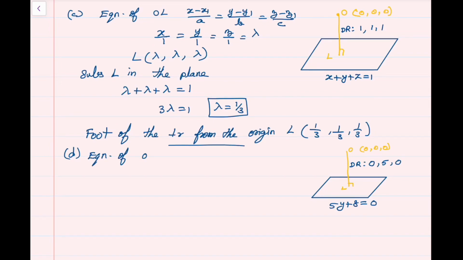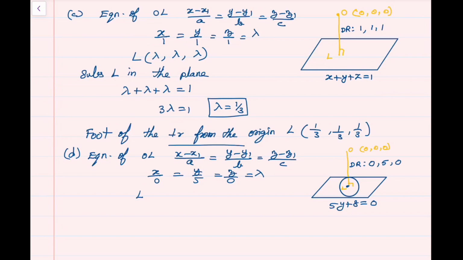Let us write the equation of the line OL. Remember, wherever we have to find a point L, we have to write it in terms of lambda using the line equation on which it lies. That's why we are writing the equation of OL. The equation is (x minus x1) by A equal to (y minus y1) divided by B equal to (z minus z1) divided by C. Let us substitute x1, y1, z1 as 0, 0, 0 and A, B, C as 0, 5, 0. We get x by 0 equal to y by 5 equal to z by 0 equal to lambda.